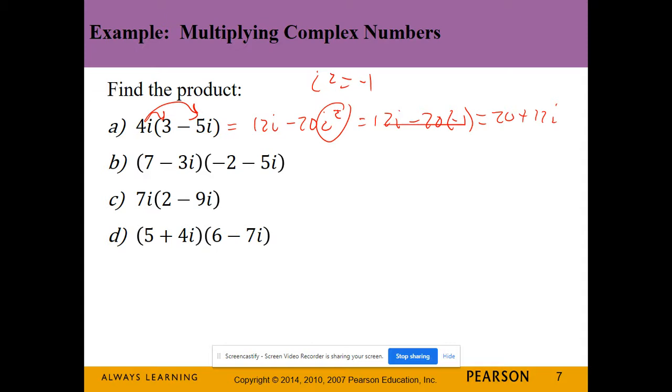All right, for part C, we're going to FOIL. And then again, at the end, if we have i squared, we will swap that out for negative 1 and then simplify. But first things first, we're going to FOIL. 7 times negative 2 is negative 14. 7 times negative 5i is negative 35i.